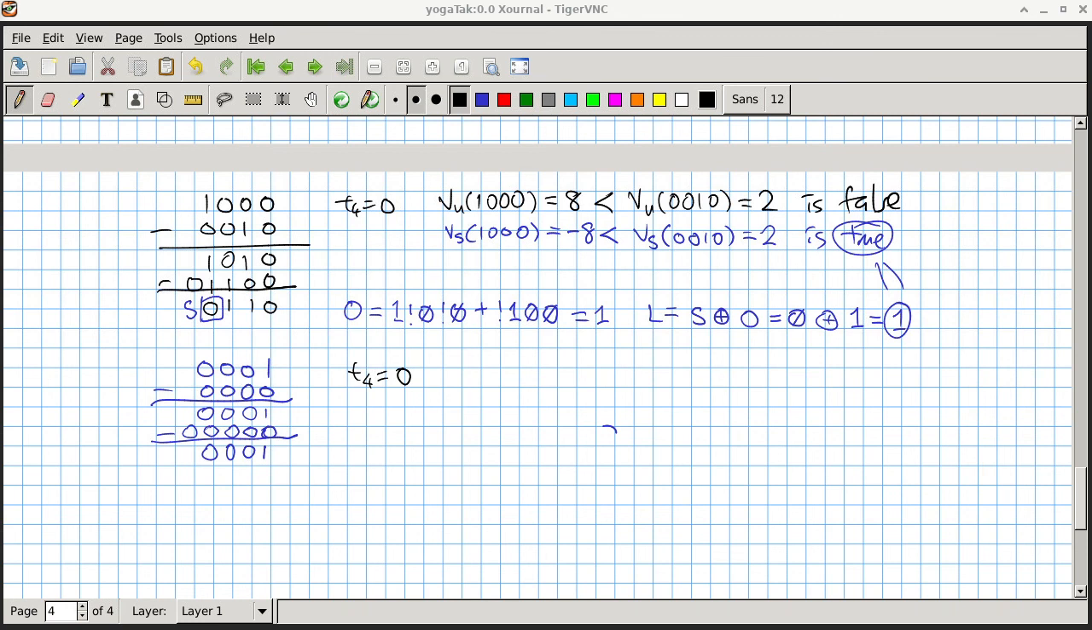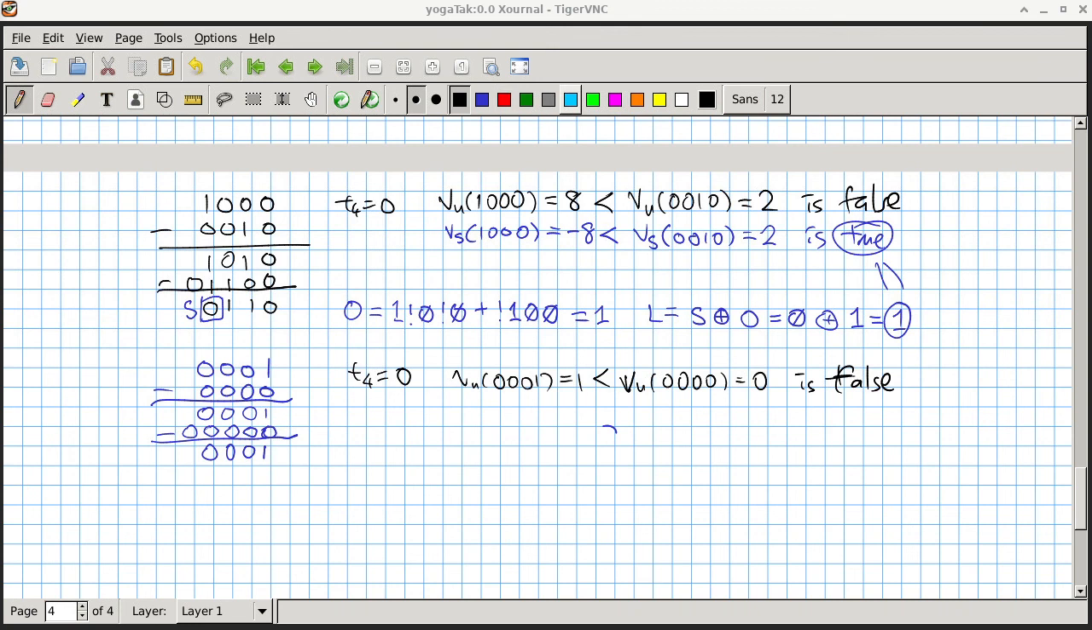And so we look at VU of 0, 0, 0, 1, which is really just 1, being less than VU of 0, 0, 0, 0, which is really just 0, is false. Because 1 is less than 0 is false. Now we look at the other one, okay?